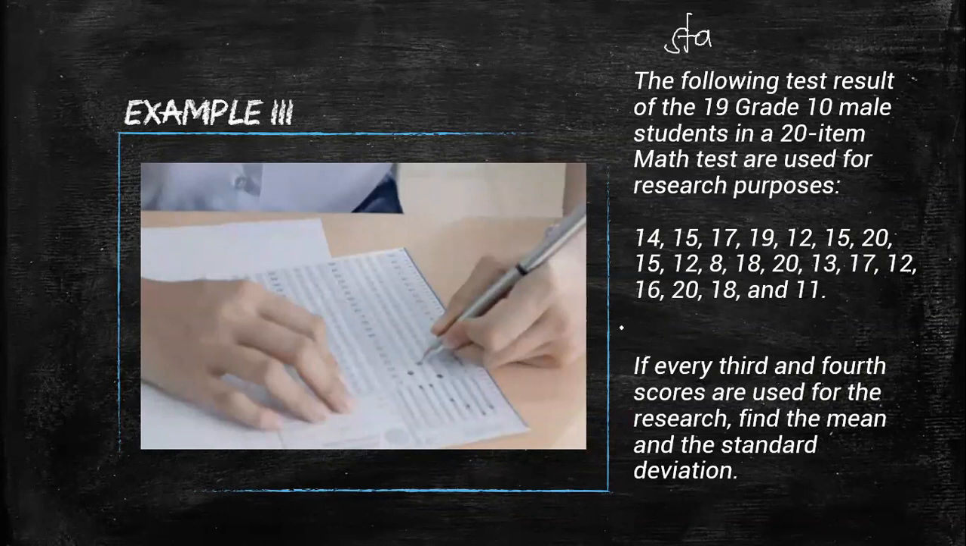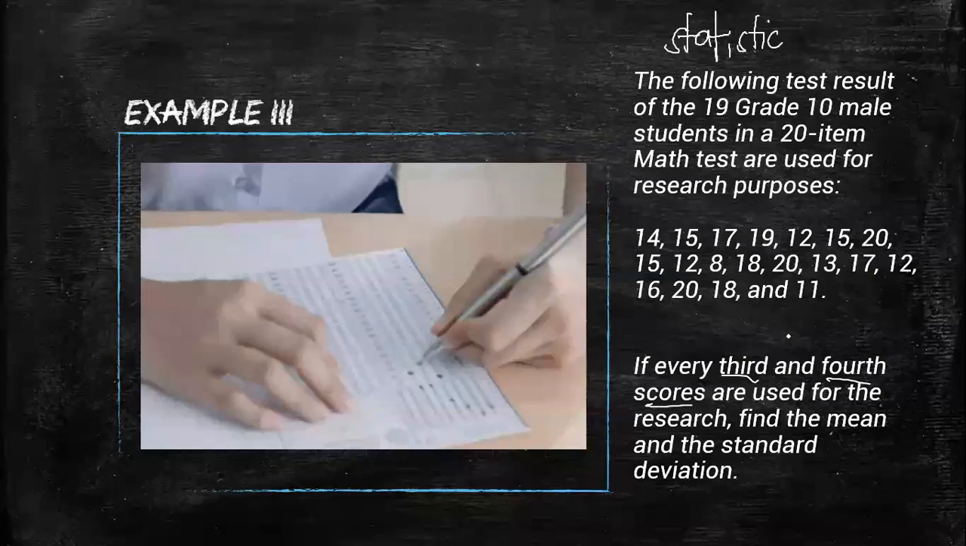Sabi niya, nasa problem daw. Okay? Saan doon sa problem? Sabi niya, dun sa problem daw, every third and every fourth scores lang naman daw yung kukunin. Okay? Kaya nga, yun, di ba? Ano yung important step ni Polya's four-step rule of problem solving? Sabi niya, di ba? Kailangan daw, understand the problem. Make sure that you see every sides of the problem.